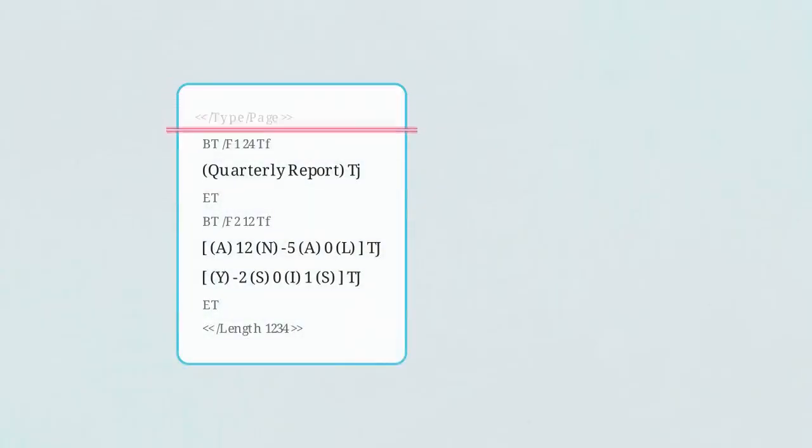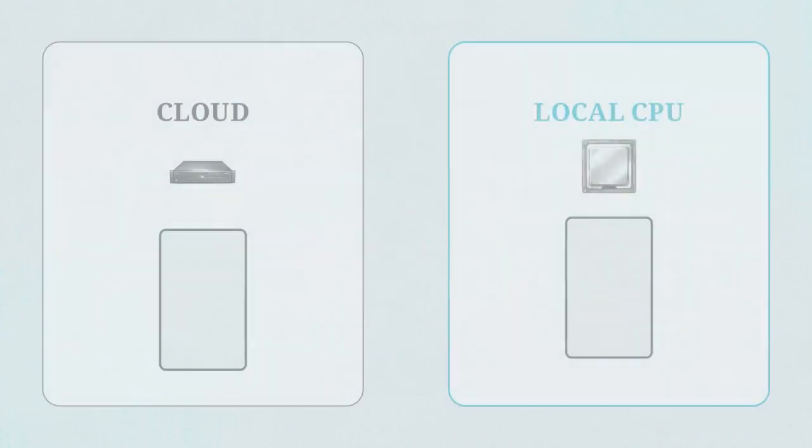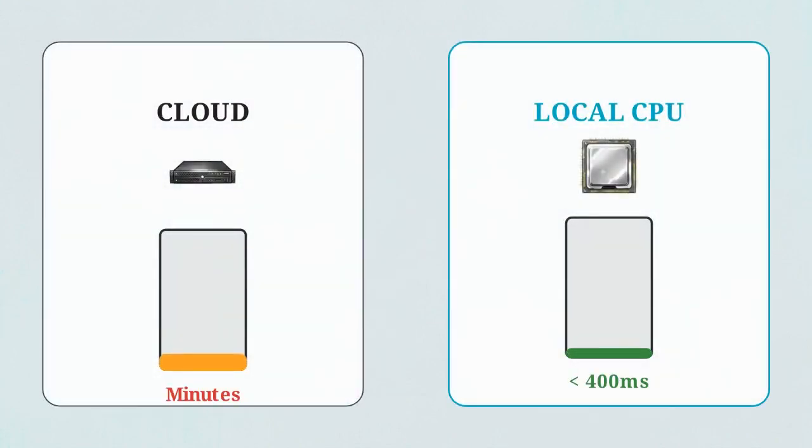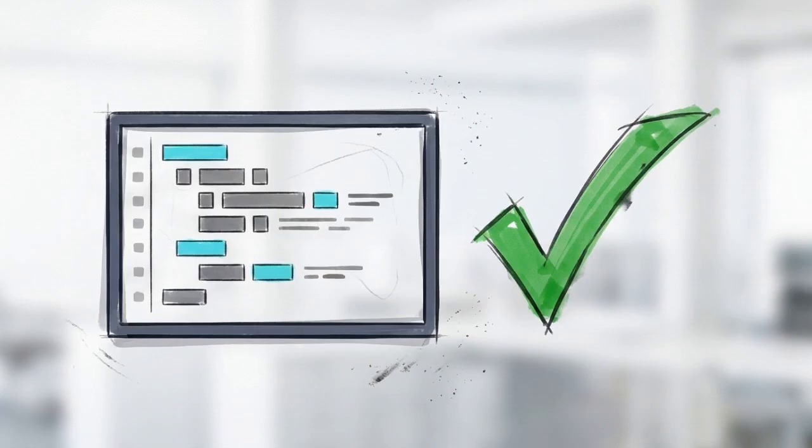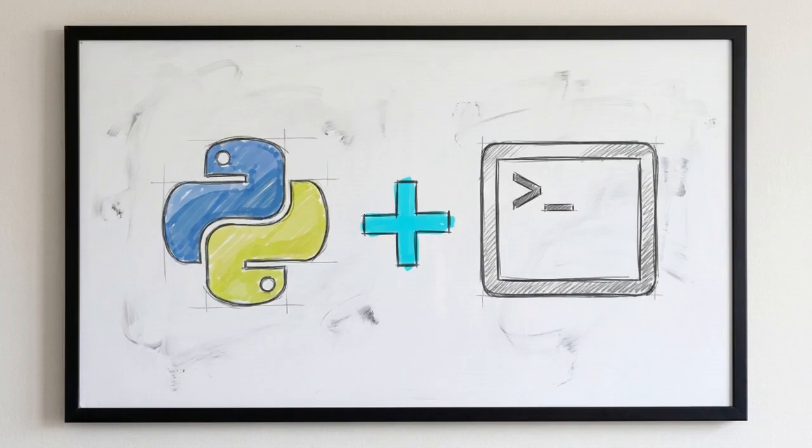It operates locally as a deterministic structural parser, reading the native text layer of a document and skipping the GPU entirely. This shifts data extraction from a multi-minute, cloud-reliant operation into a lightweight process executed in milliseconds on a local CPU. Isolating and extracting native text instantly solves the latency problem, giving you the speed required to run cost-effective, real-time AI agents.